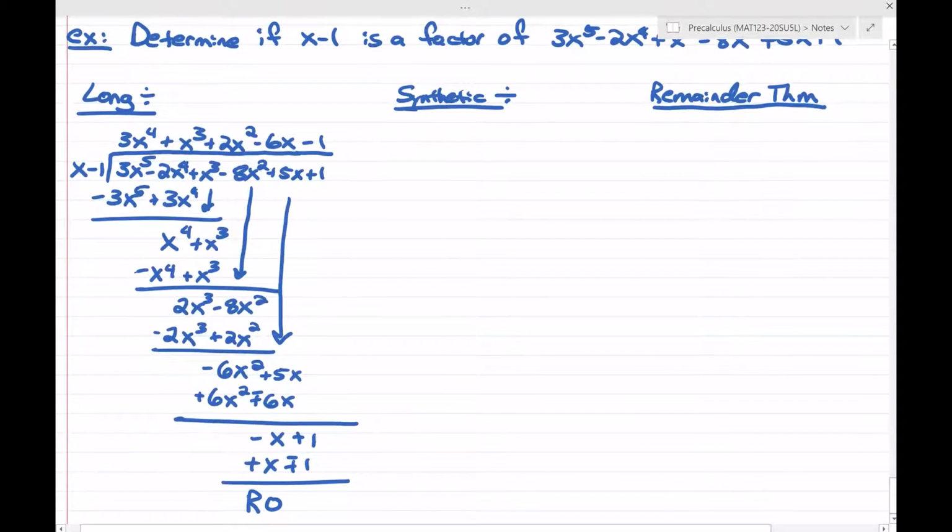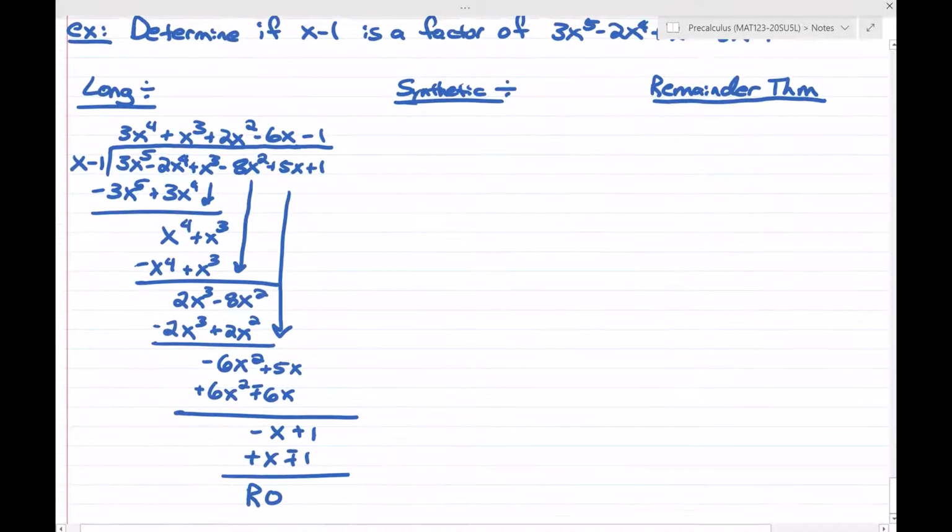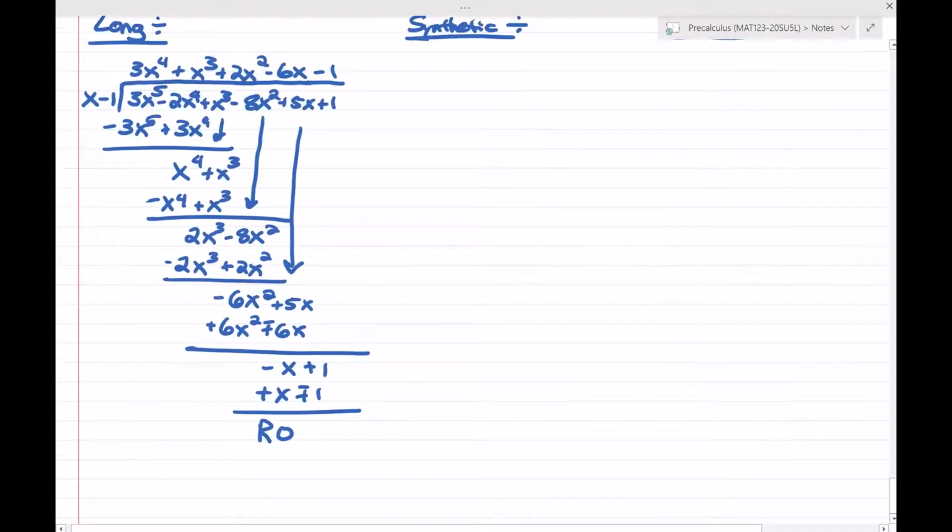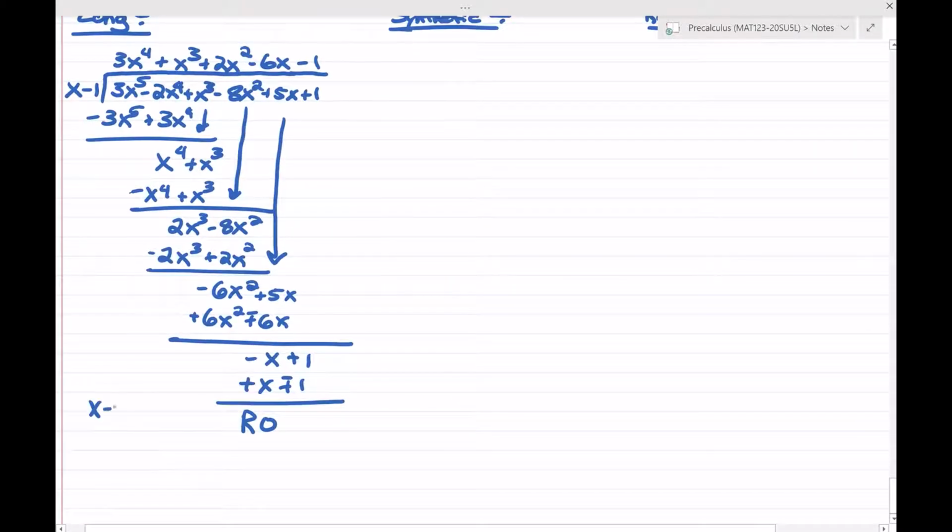It's called long division. So determine if it's a factor. Well, it's a factor if the remainder is 0, right? And it is. So x minus 1 is a factor, which means, remember, x minus 1, if we make it equal to 0, x equals 1 would be a root, a zero, or an x-intercept.